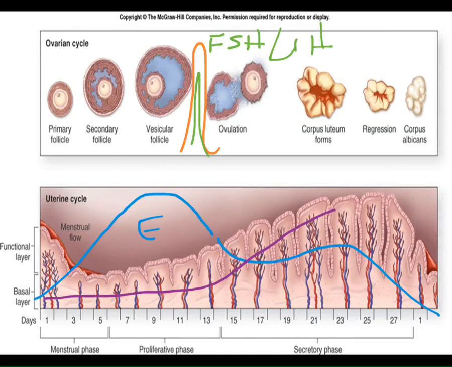Progesterone almost mimics the lining of the uterus, doesn't it? So progesterone is low down through here, and then it starts to go up as the endometrial lining begins to get really thick. So that's your progesterone.